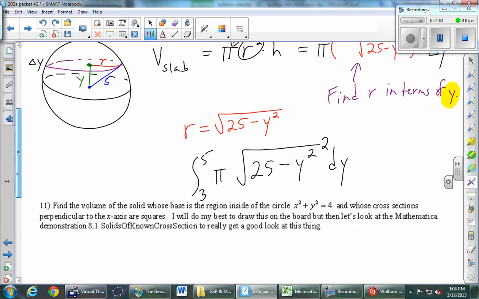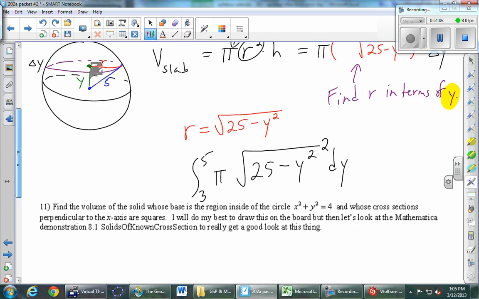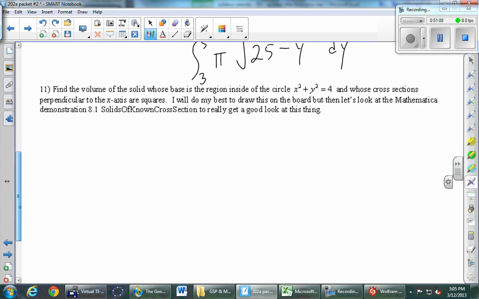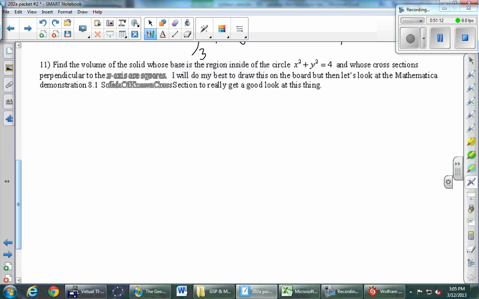Okay, let's take a look at number 11. Find the volume of the solid whose base is the region inside of the circle x squared plus y squared equals 4, and whose cross sections perpendicular to the x-axis are squares. I'll do my best to draw this on the board, but we'll look at a Mathematica demonstration to really get a good look at this thing.